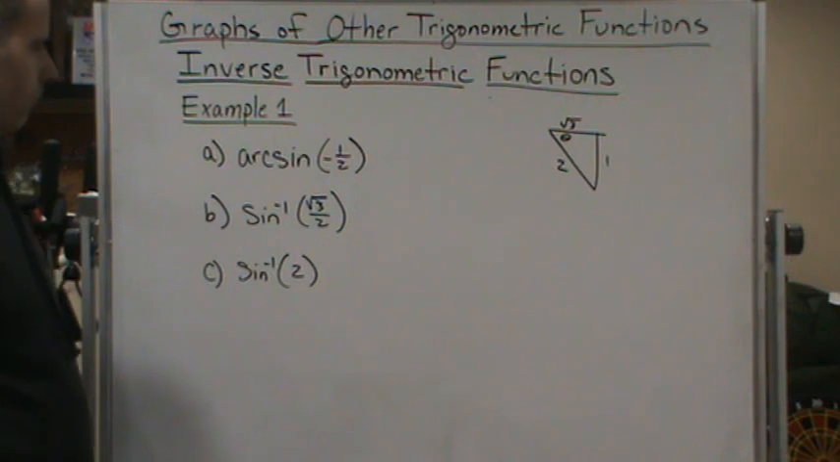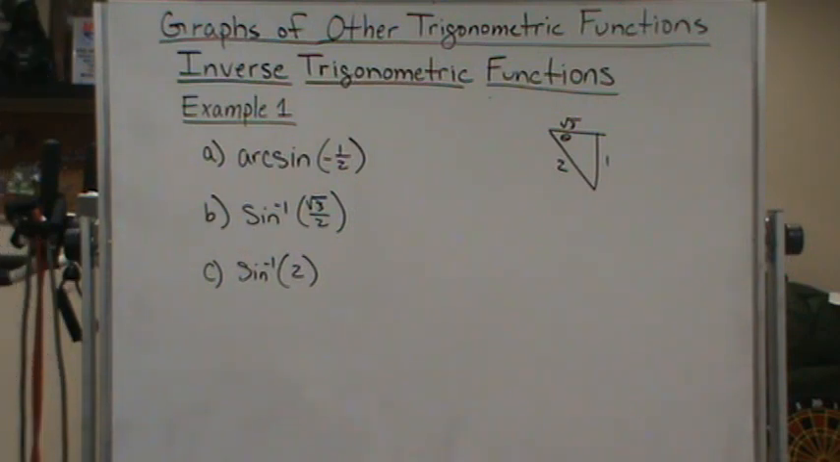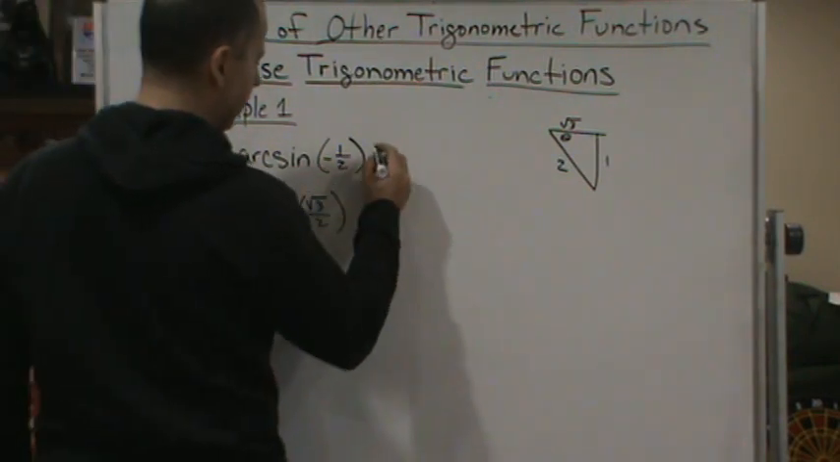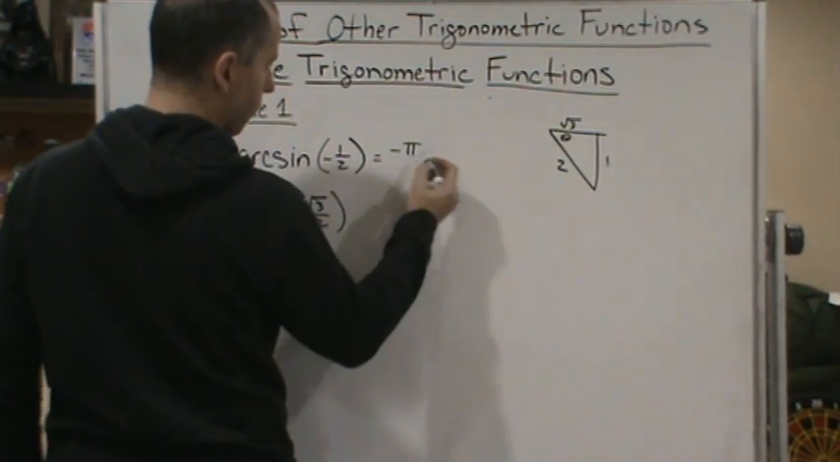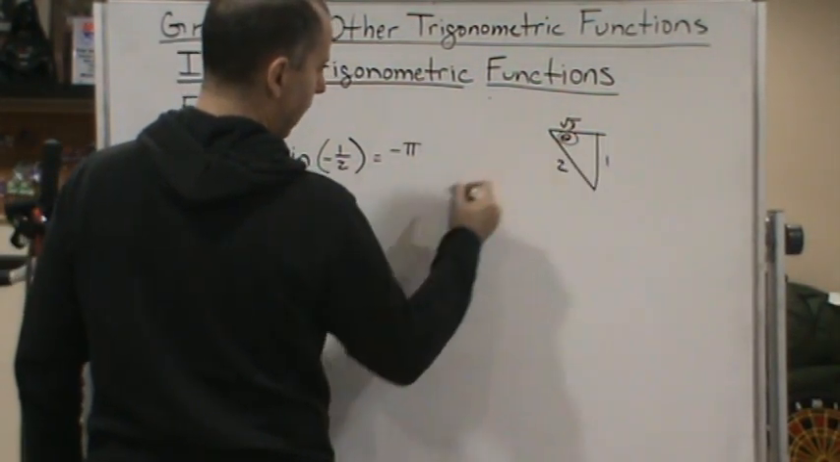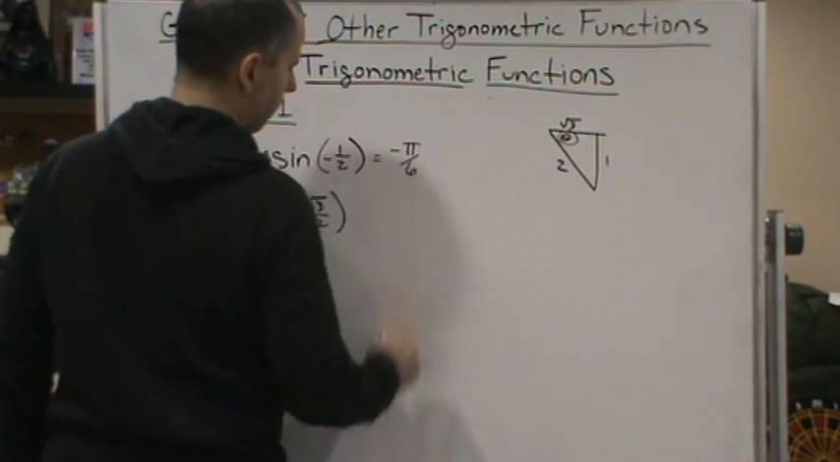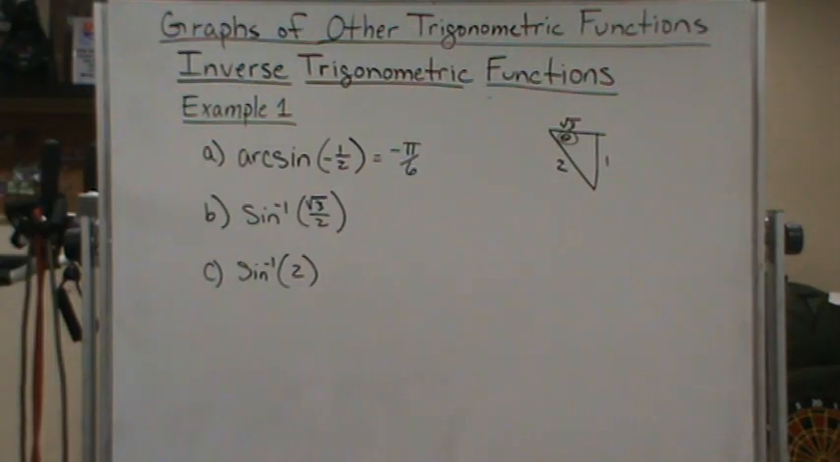So it's going to be pi over 6. But it's not positive pi over 6, it's going to be negative pi over 6 because it's in the fourth quadrant. So the reference angle is pi over 6, but it's negative. So arc sine of negative 1/2 is equal to negative pi over 6. And of course it lies within the domain of the function.